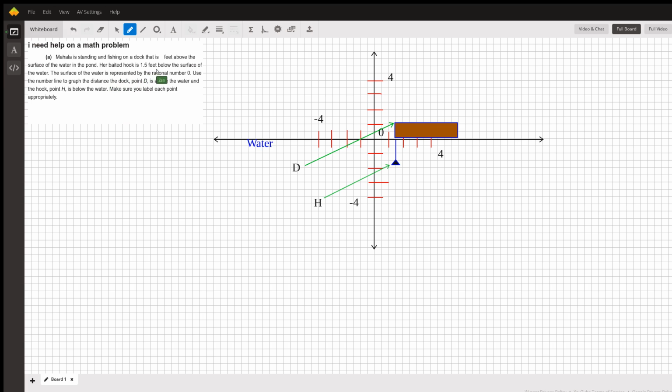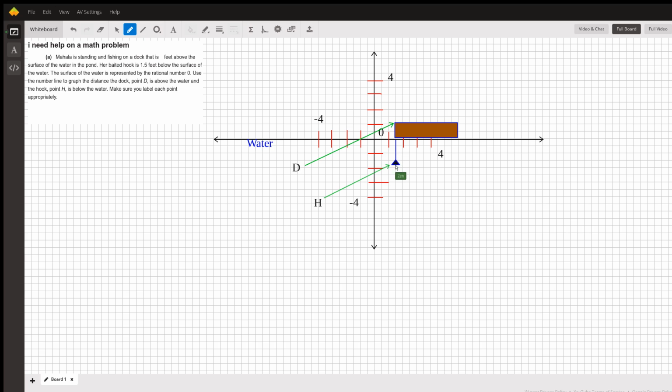Her baited hook is 1.5 feet below the surface of the water. And so if we let this number line here, going horizontally, represent 0, and each one of these ticks marked here is 0.5, so it's 0.5, 1, and then 1.5, we'll see that her fish hook is right here at 1.5 feet below the surface of the water. This is the surface, and this would be the hook going 1.5 feet.